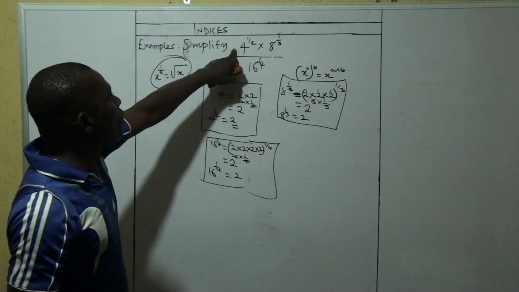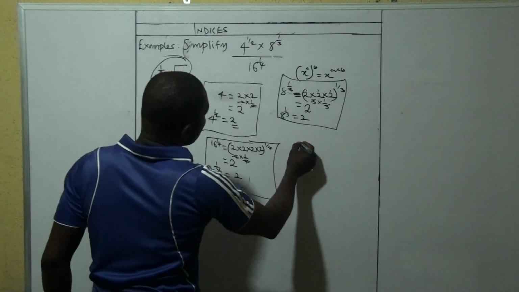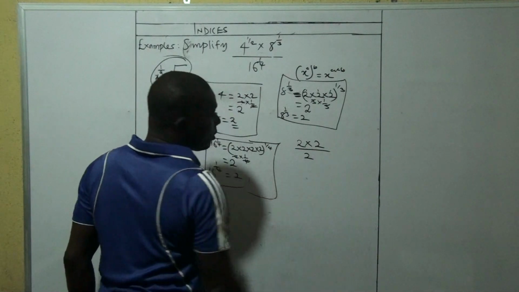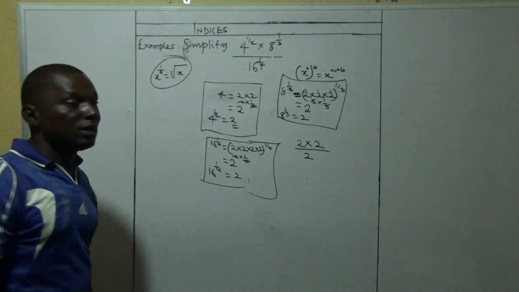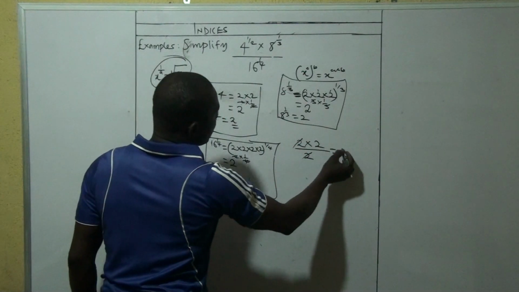And if we put them into our expression, it simply means 2 times 2 divided by 2. So here, you don't need to waste time, our answer is this.